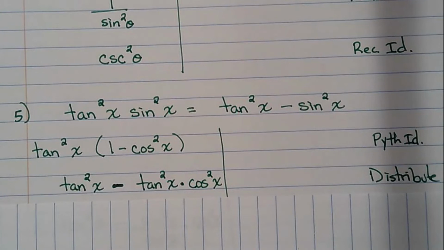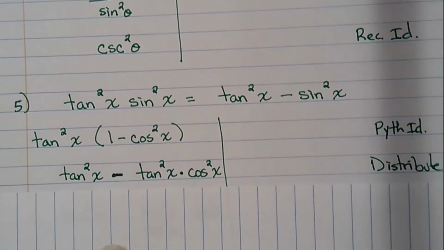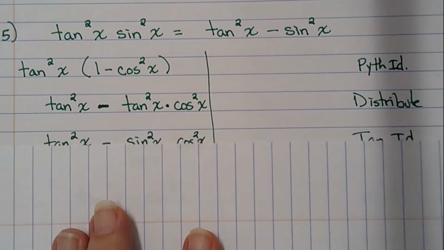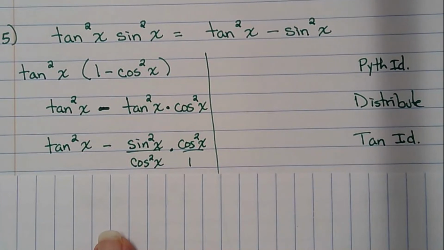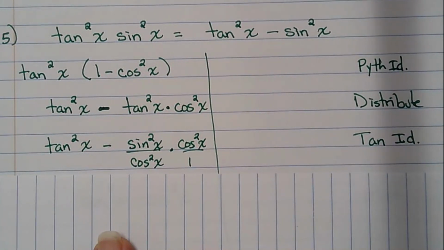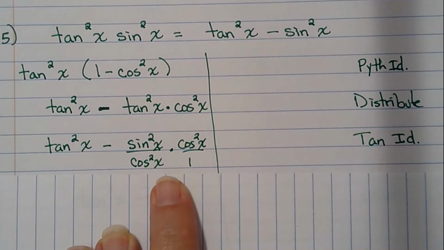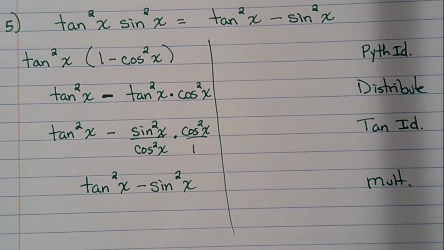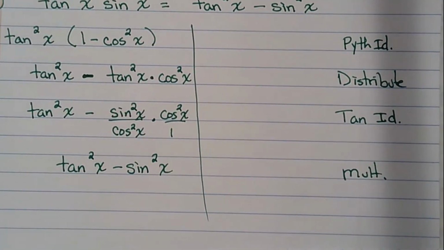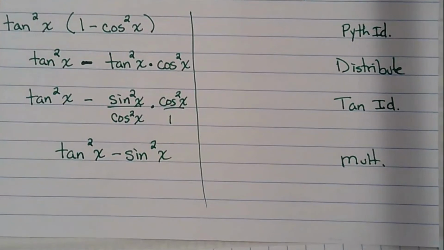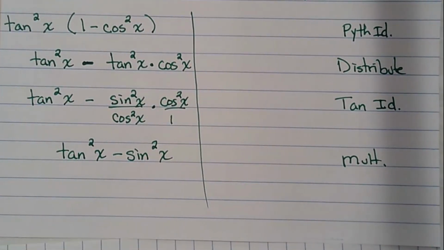So I'm going to leave my first tangent squared x alone, and I'm going to change my second tangent squared x into sine squared x over cosine squared x according to the tangent identity. And then I'm going to carry out that multiplication in my second part here. My cosine squared x divided by cosine squared x is 1. And so then I'm going to have tangent squared x minus sine squared x. And that is what I was trying to prove.